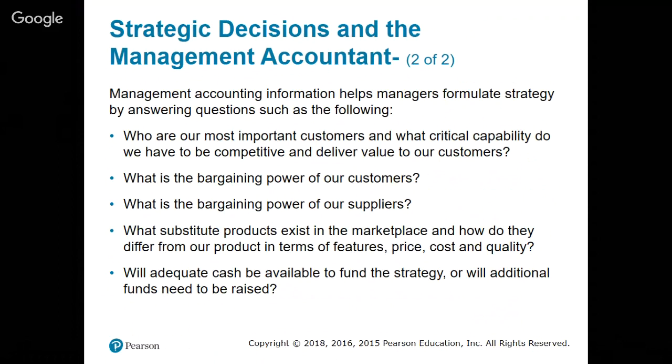What is the bargaining power of the customer? Basically, what that means is, are there other items out there that are comparable to ours, and can they get those items for a better price, or do they want to come here? What is the bargaining power of our suppliers? Again, are there multiple suppliers out in the marketplace, or are they the only supplier? And just how much leverage do they have in the business? What substitute products exist in the marketplace, and how do they differ from our product in terms of features, price, cost, and quality?